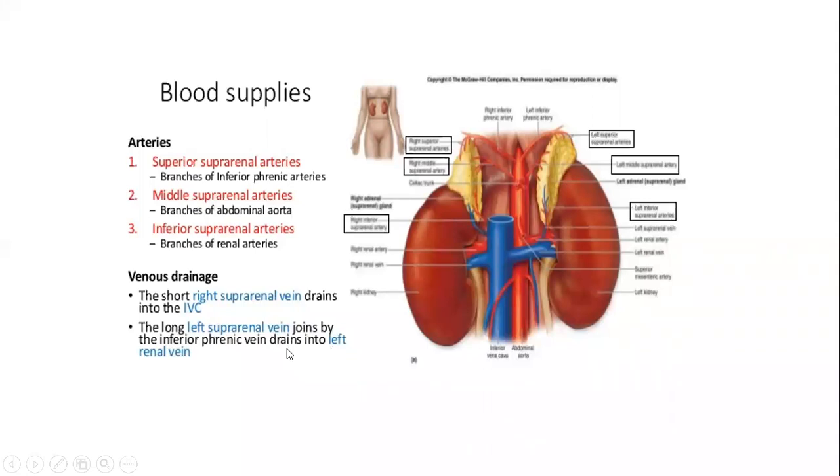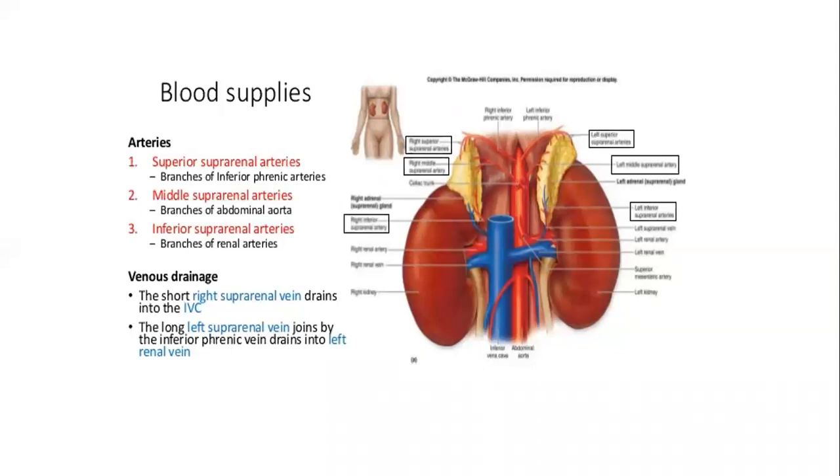So at first, it is joined by the inferior phrenic vein, and both of these veins enter the left renal vein, which finally takes the blood to the inferior vena cava. Again, the differences between these 2 suprarenal veins are asked very often in the MCQs by the University of Health Sciences in professional examination.